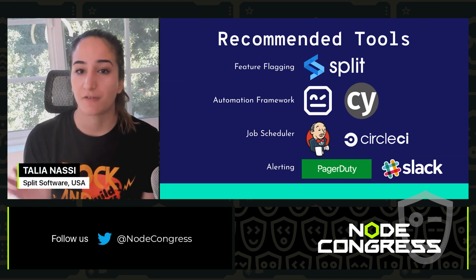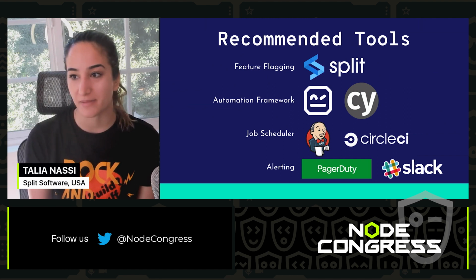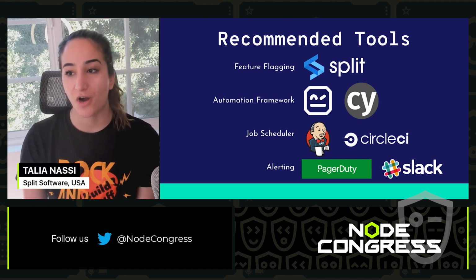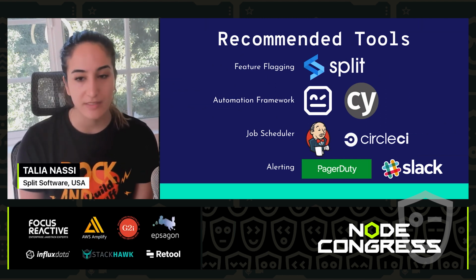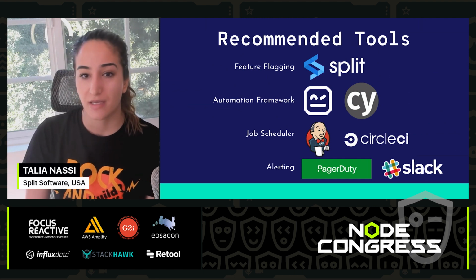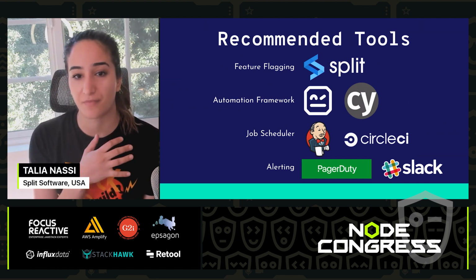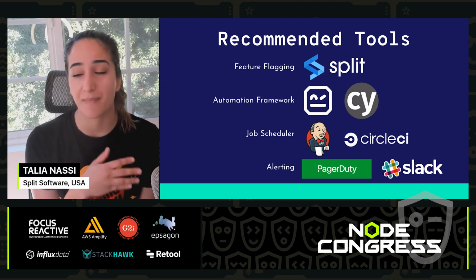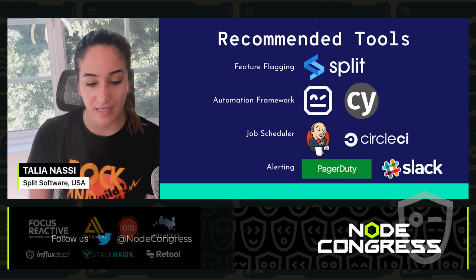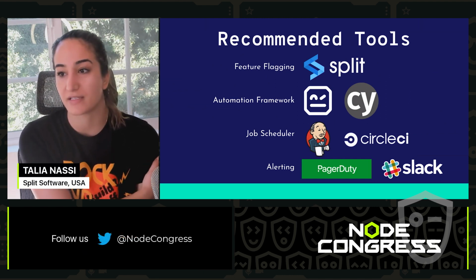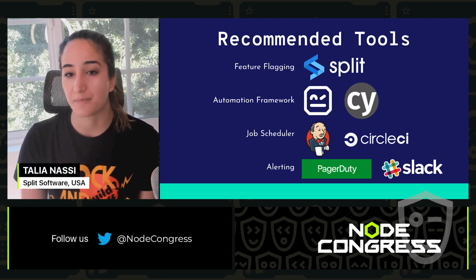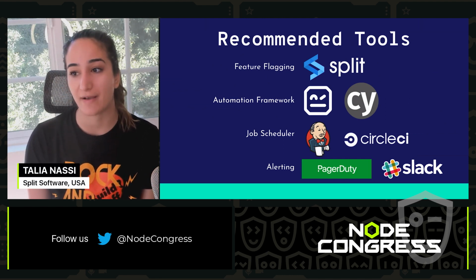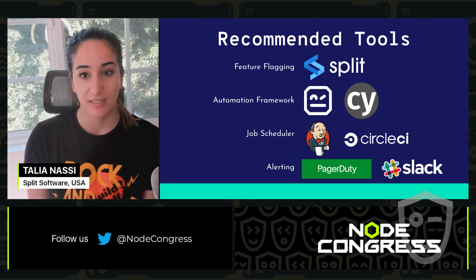So for feature flagging, obviously I recommend Split. There are other tools, and I'm happy to talk about those. But for an automation framework, my absolute favorite is Robot Framework, and Robot is a keyword-driven automation library, and if you haven't checked it out, you should.